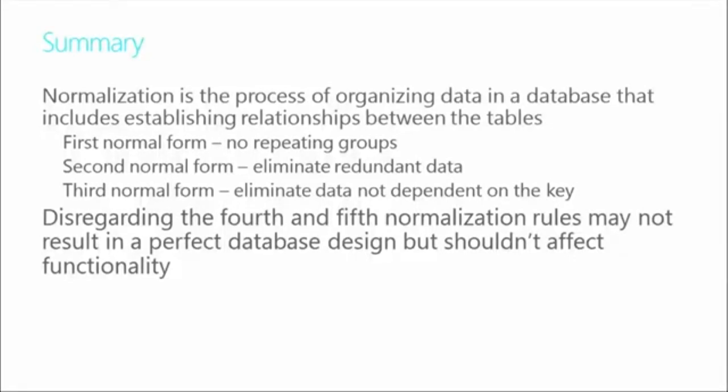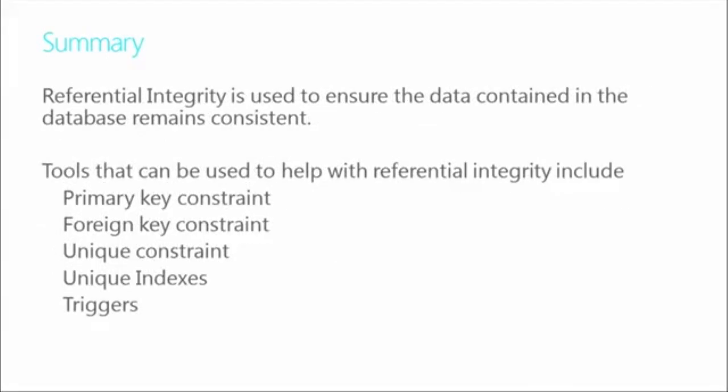That's going to eliminate repeating groups, eliminate redundant data, and eliminate any content in a table that's not directly associated with that key. So we're going to do that first. We're not going to worry about the 4th and 5th normal forms. Referential integrity, we talked about that. That's what ensures the data that we're adding is valid. We saw that with the cross-checking.